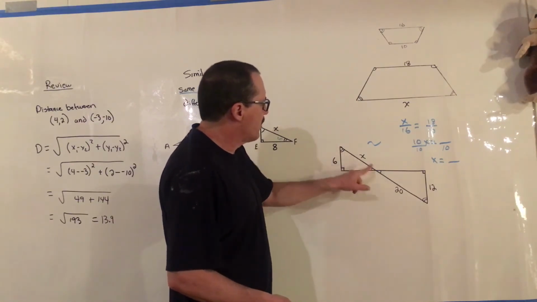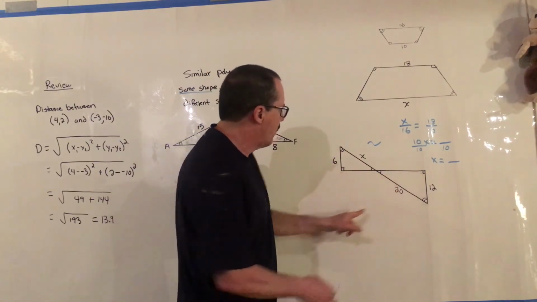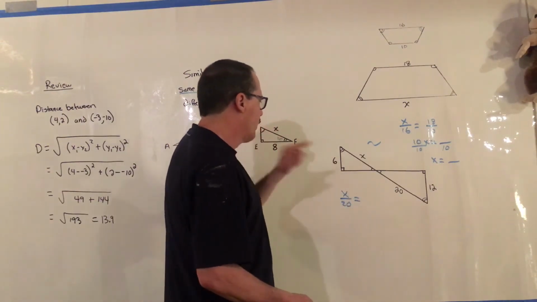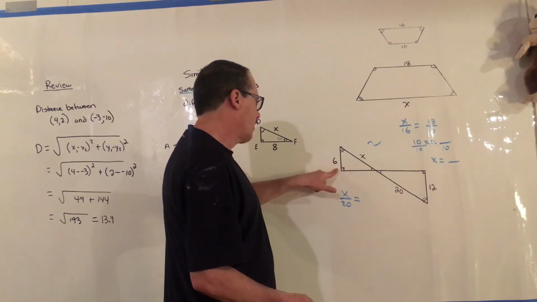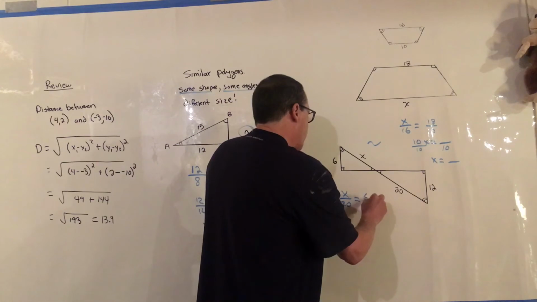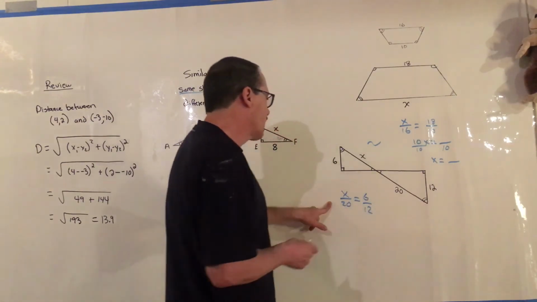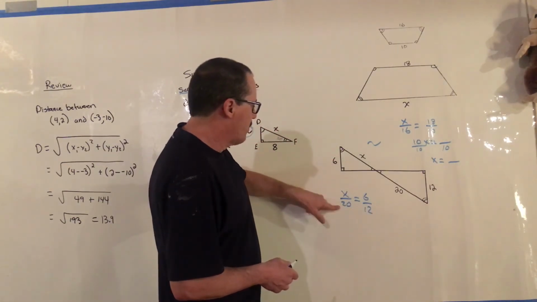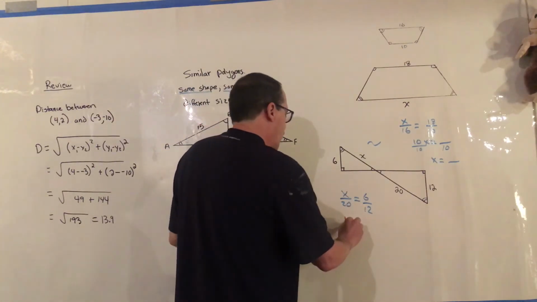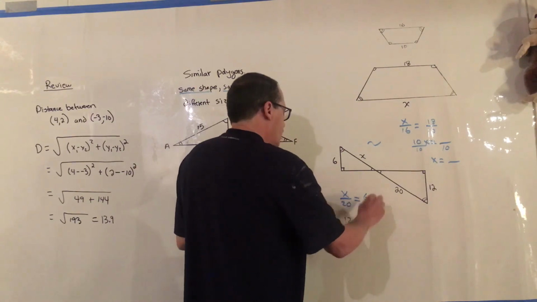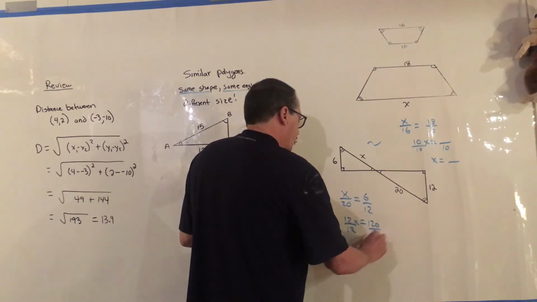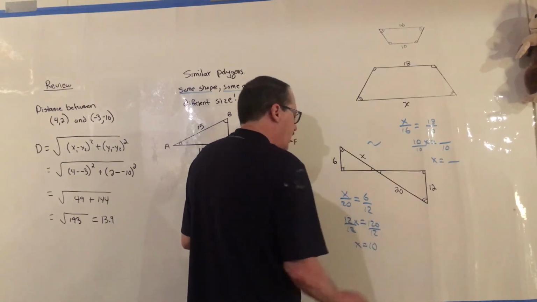Its hypotenuse is x. The hypotenuse down here of this triangle is 20. So that means x matches with 20. And then this is the short leg of the right triangle, and that's going to match over here with the short leg here. And so I'm going to write 6 over 12. So notice that I went small triangle to big triangle, small triangle to big triangle. That's very important. That's where most people get messed up. So we get 12x equals 120. Divide by 12, and we get x equals 10.